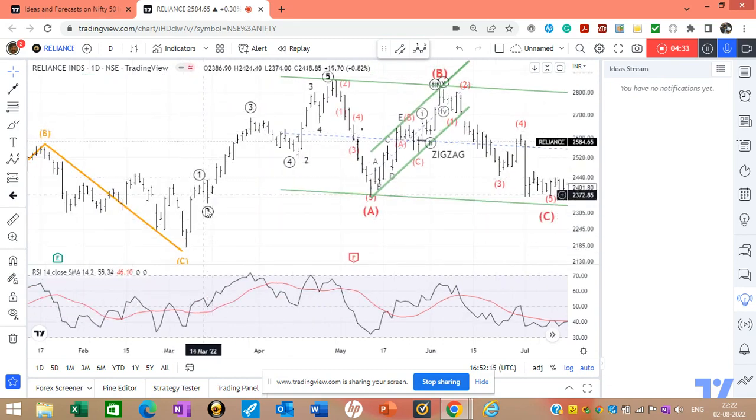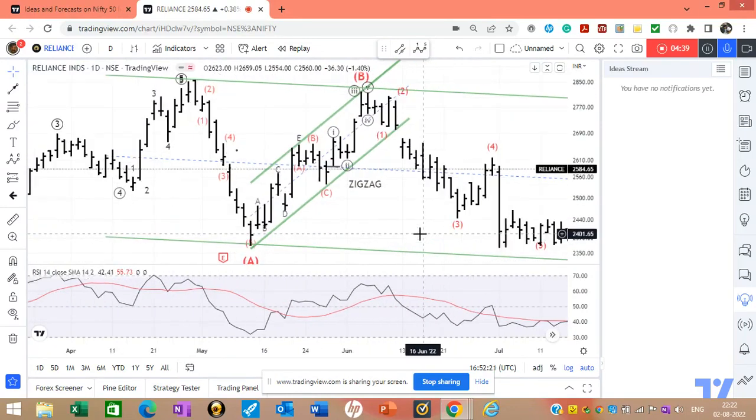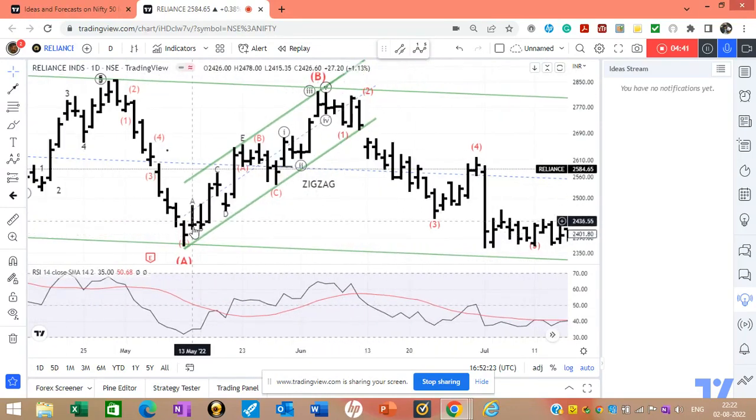This was a five wave move: one, two, three, four, and five. This was wave A. This is wave B, which was a zigzag correction. And here also you have leading diagonals: A, B, C, D, and E. And then A, B, C correction: one, two, three, four, five, up move. So in wave A of a zigzag correction, you also find leading diagonal patterns.